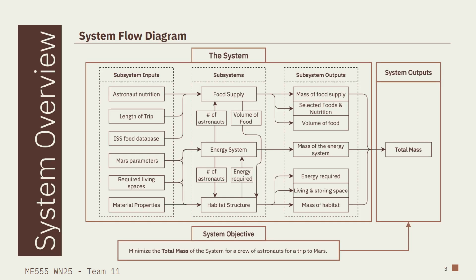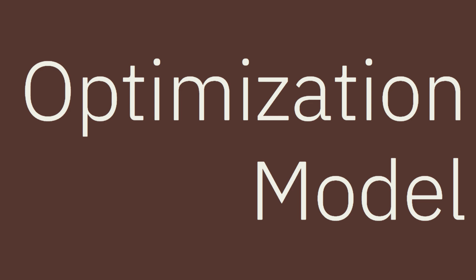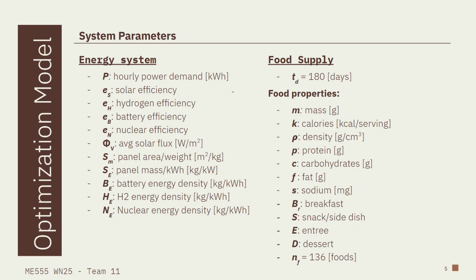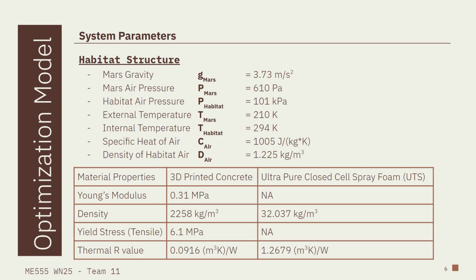Here's our system flow diagram. You can see our subsystem inputs, some coupling variables between the subsystems, as well as subsystem outputs, and then finally our system output. Here you can see some parameters for the energy system, as well as food properties for the food supply subsystem. And here are some parameters for the habitat structure subsystem.